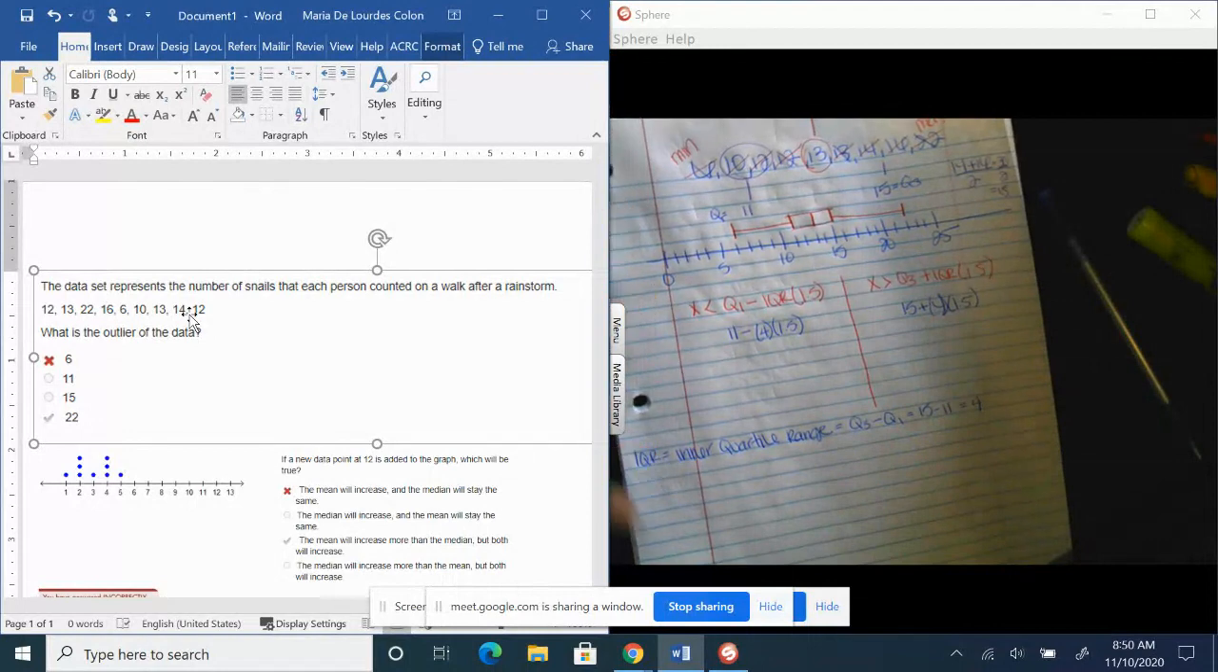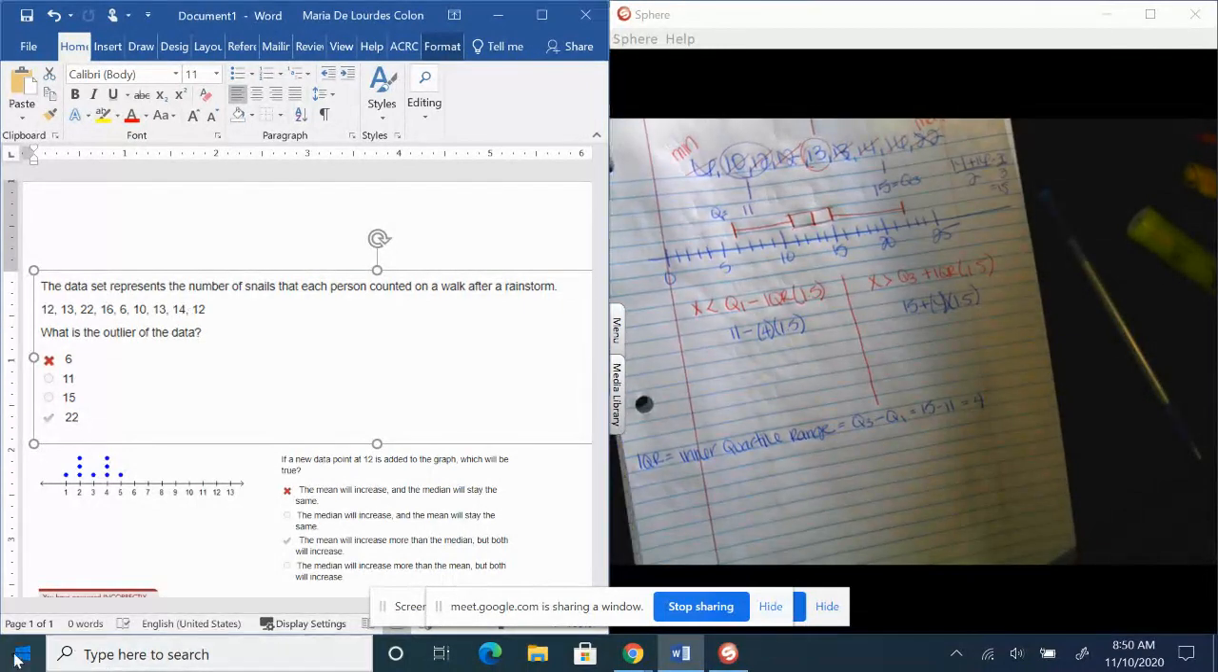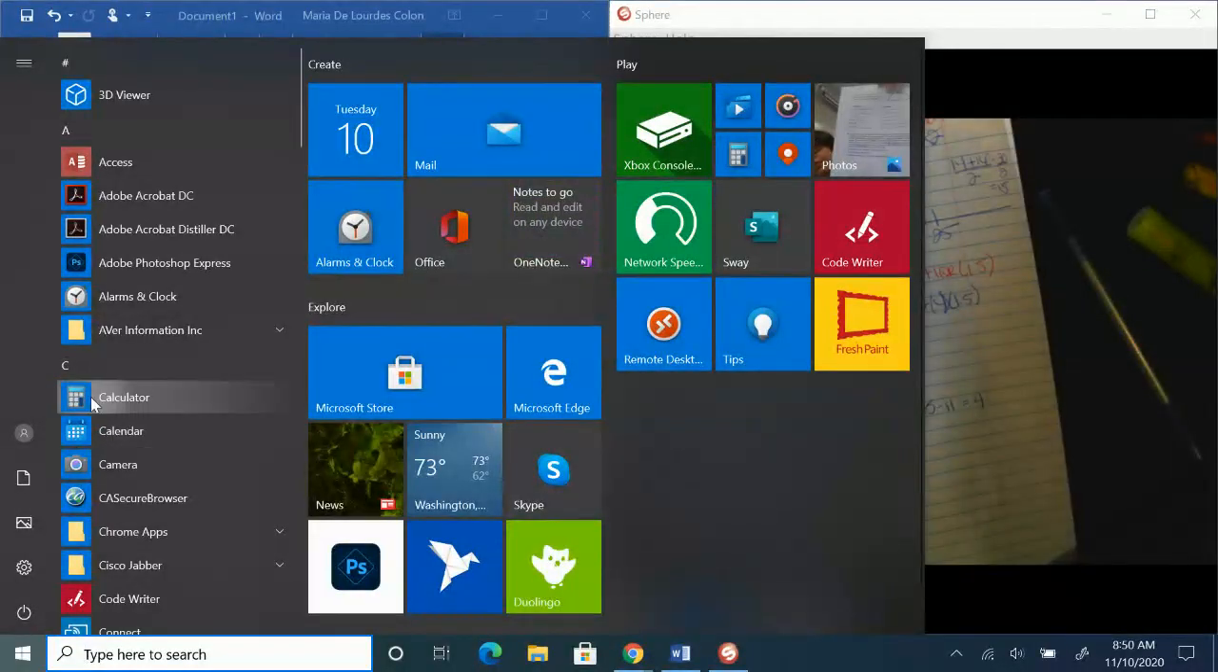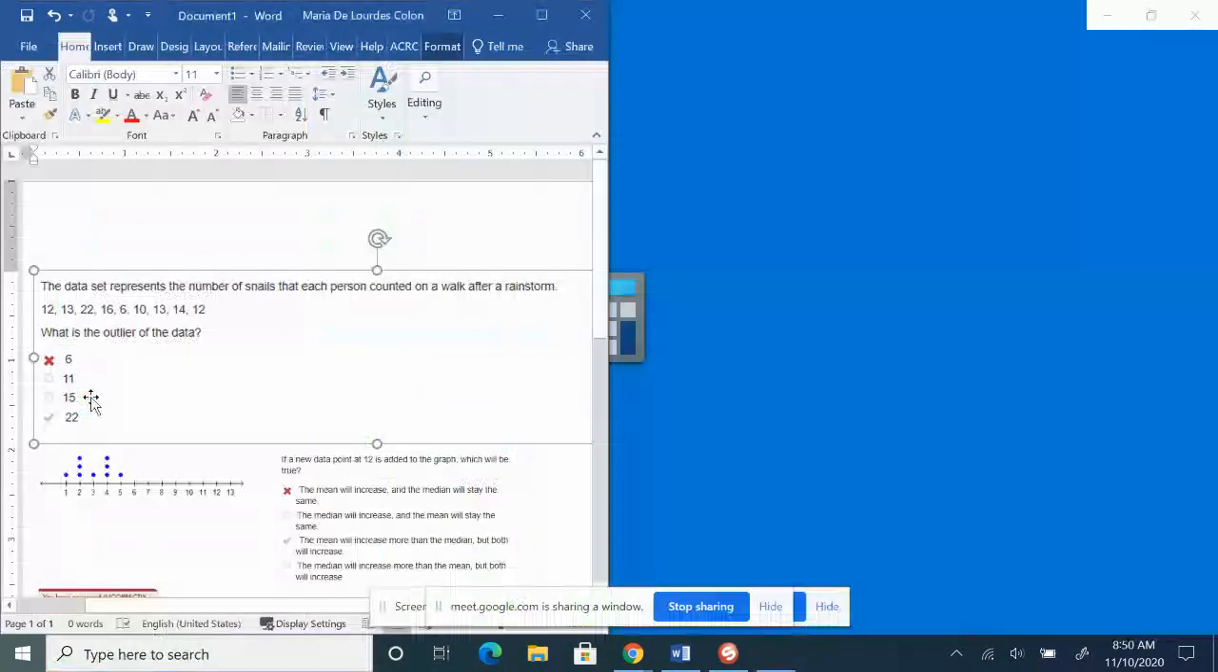So now this is where we would use our calculator. Let me see if I can share that with you. And they also give you a calculator in Edgenuity.